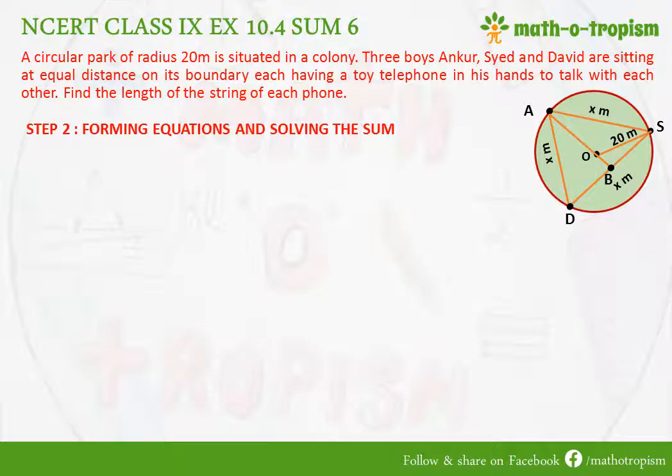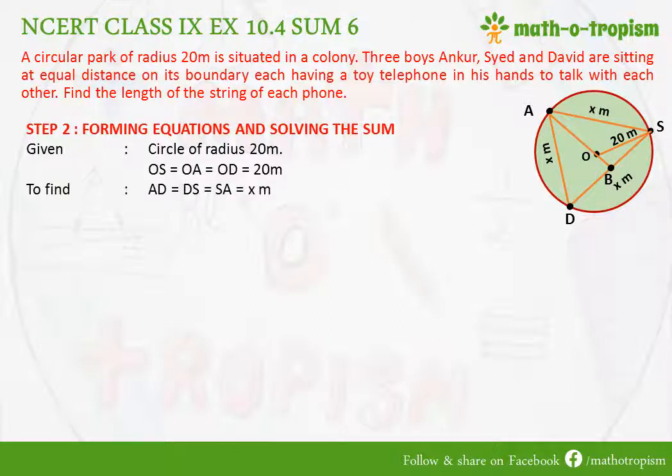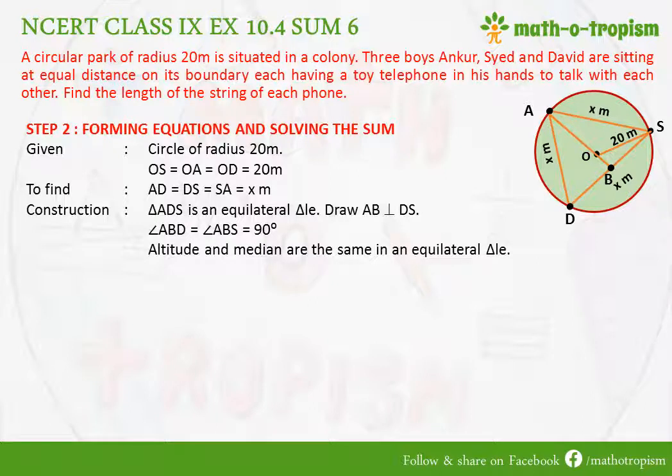Given is a circle of radius 20 meter. OS is equal to OA is equal to OD, which is nothing but the radius, 20 meter, and we need to find AD is equal to DS is equal to SA, which is x meter. We are drawing AB perpendicular to DS. Since AB is perpendicular to DS, it means that angle ABD is equal to angle ABS, which is equal to 90 degrees.